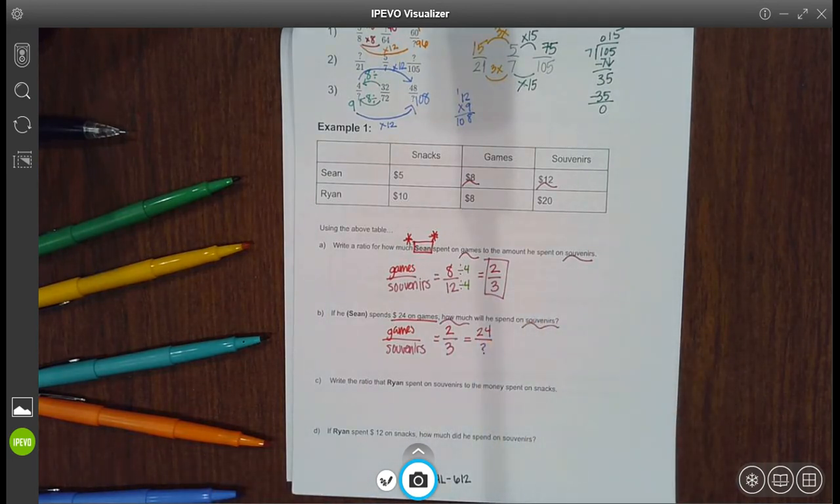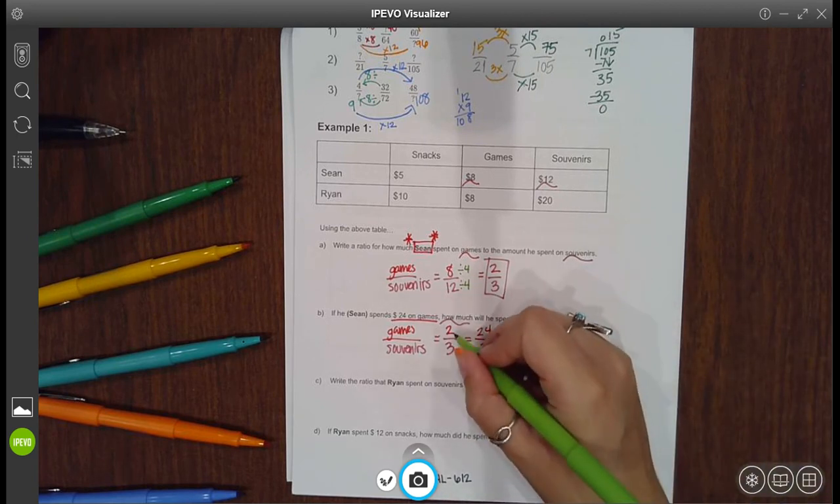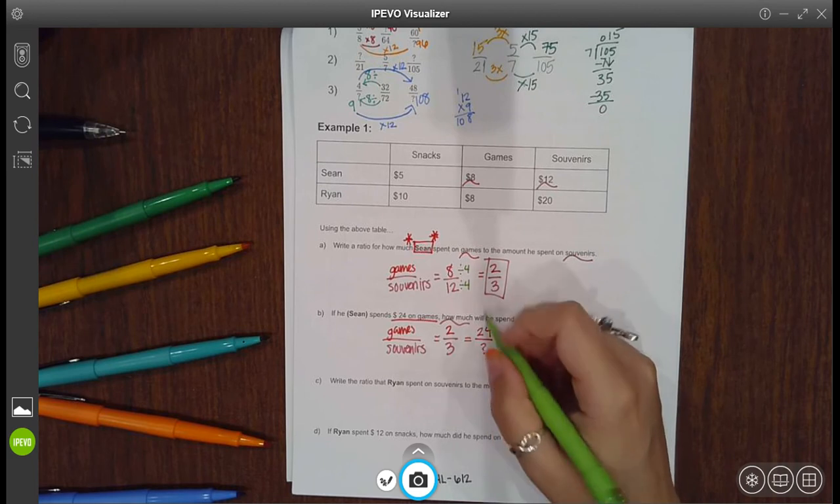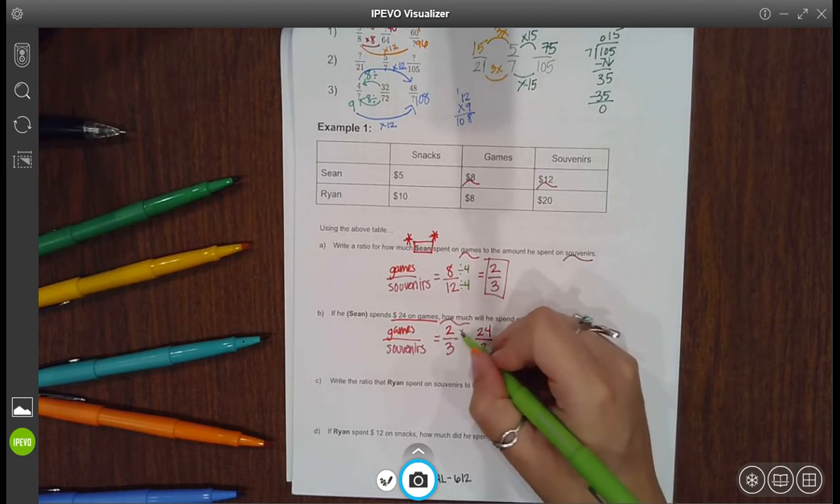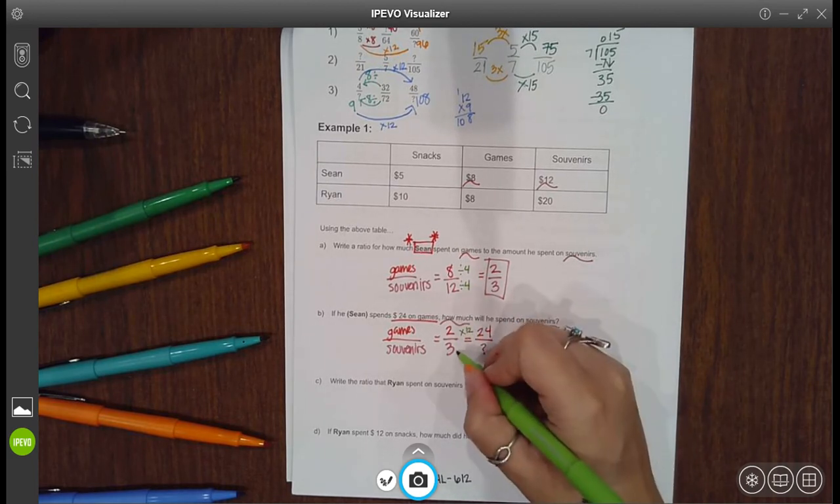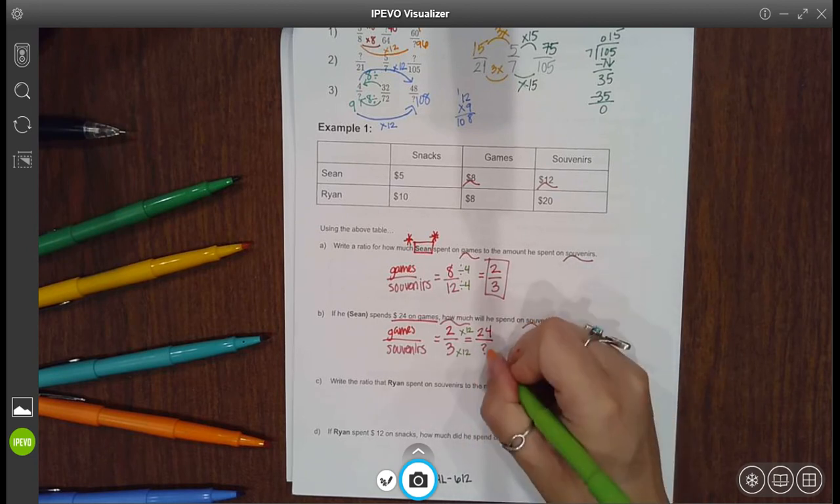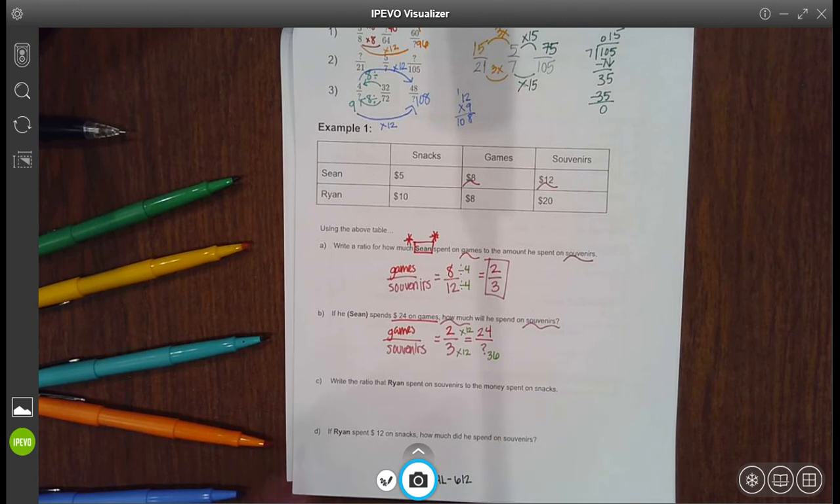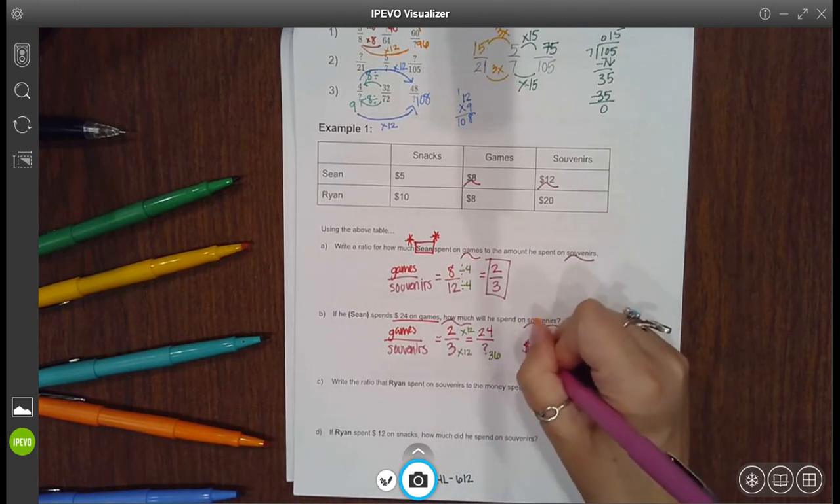So now I do that practice of what we did up above in our warm-up of creating equivalent ratios to find my unknown. How did I go from 2 to 24? Remember, you always want to go towards the direction of your unknown. Well, 2 times 12 gives me 24. So 3 times 12 is 36, which means he spent $36 on souvenirs.